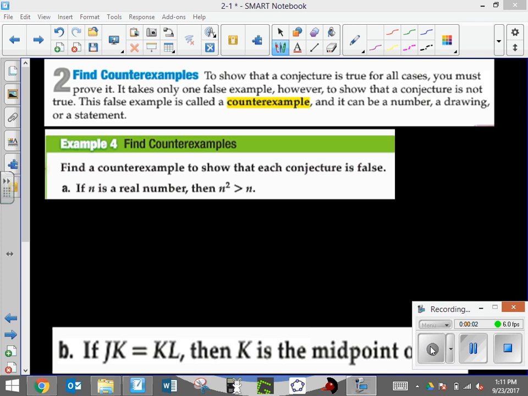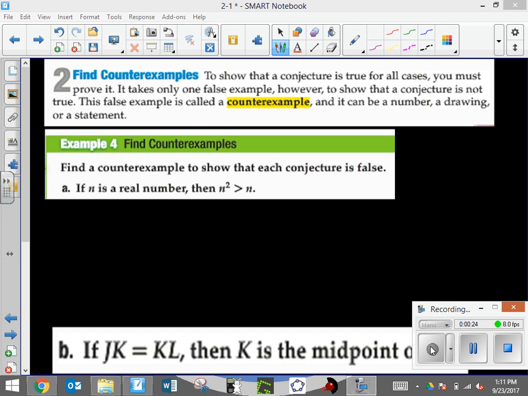Okay, the last example in section 1, chapter 2. We're going to be finding counterexamples. And a counterexample is just a drawing, a number, a statement, anything that you would like to prove that statement being false. Okay, but I'm looking for a very specific example when you're doing this.